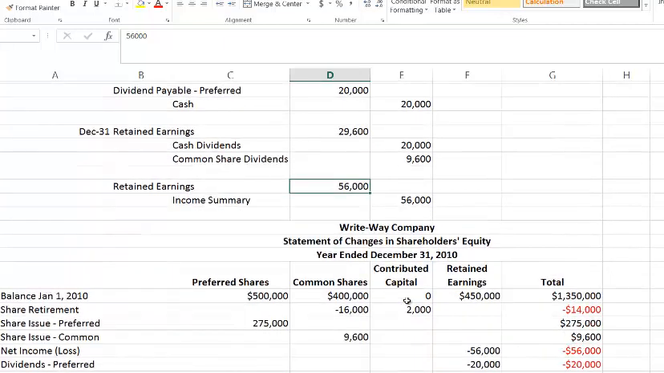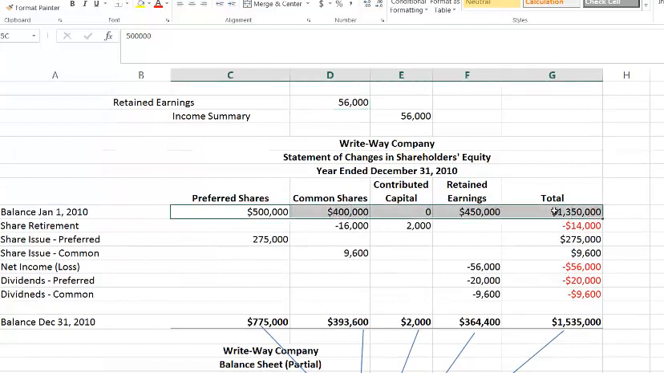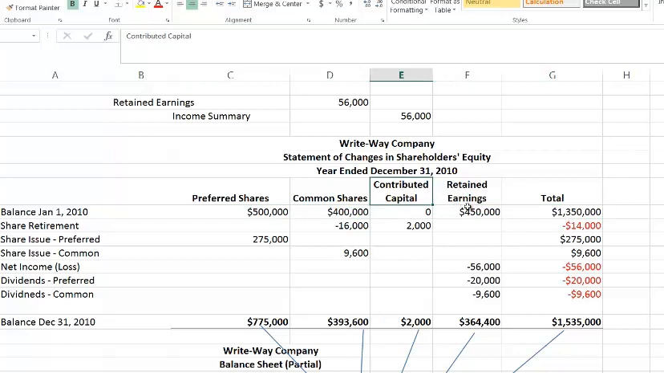So now, to do our statement of changes in shareholders' equity, we're going to start with all of our opening balances. And notice here, even though I didn't have a contributed capital account at the beginning of the year, I put one in now because I know I credited back in February earlier this year. I credited that account, so I created it.